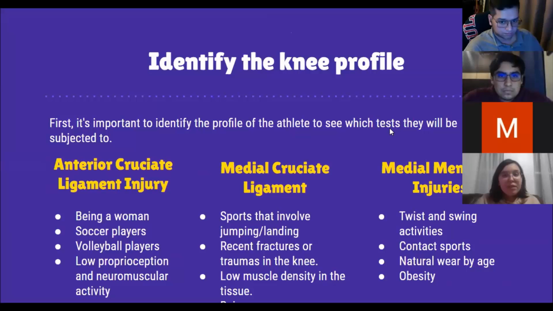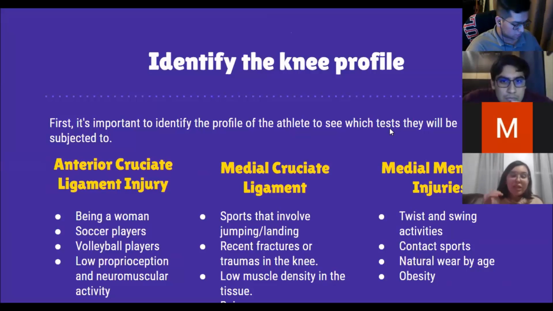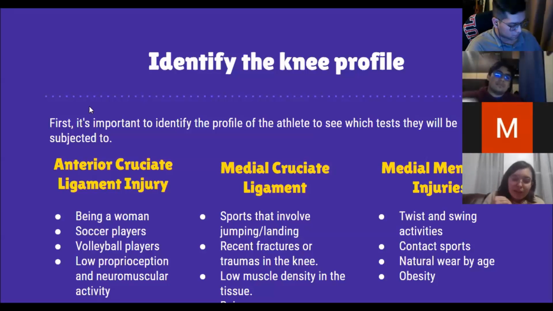So to identify the knee profile is to see these factors and ask, well, is my athlete a woman? Do they play soccer? Are they a volleyball player? If they have any of these points, then maybe they can be at risk of having this injury, and with the knee profile identified, we can go on to the tests.